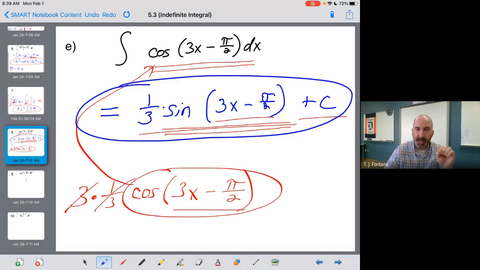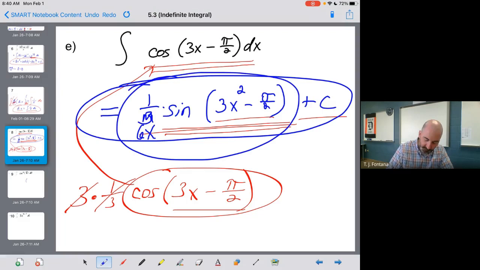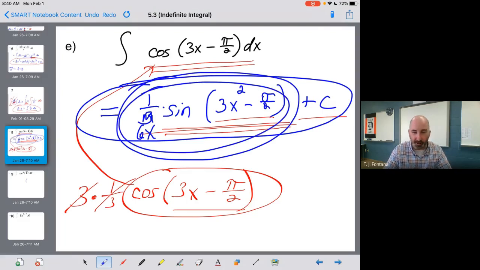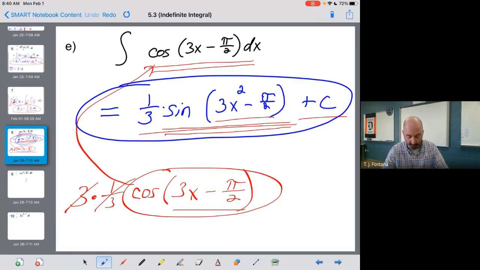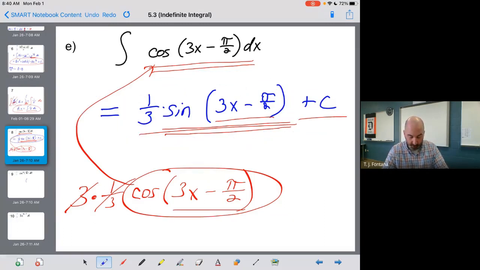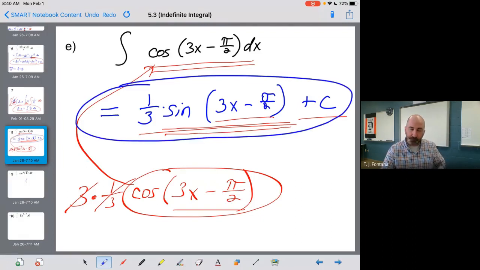So with a constant like 3, you can do what we did. But oh boy, don't write this down. If that was a 3x squared, you could not just divide by 1 over 6x. The reason is that the derivative would now require the product rule, which would get you something far messier than this. All right, you might want to write that down.